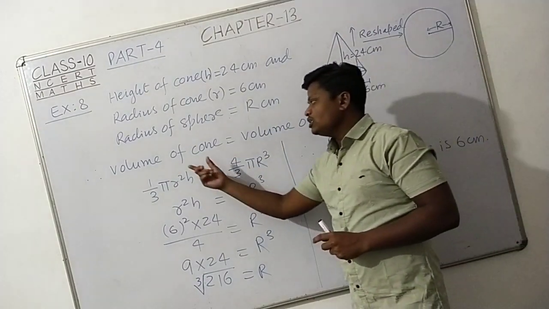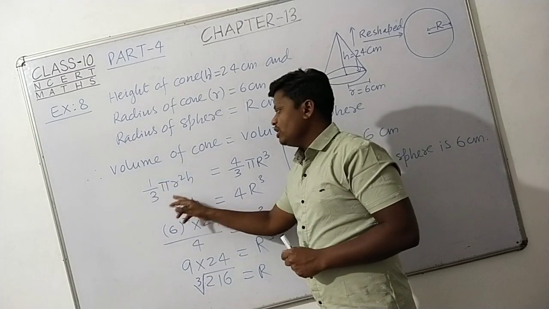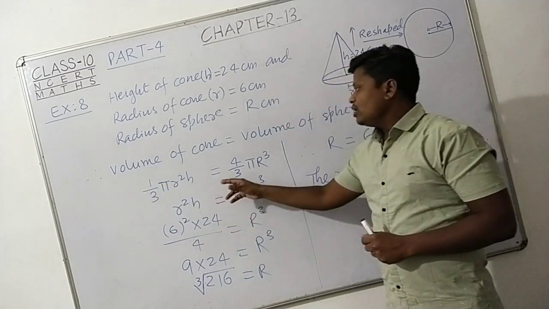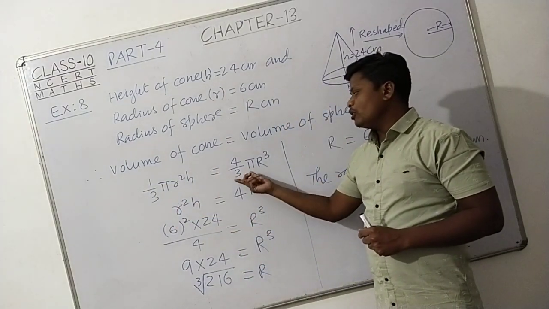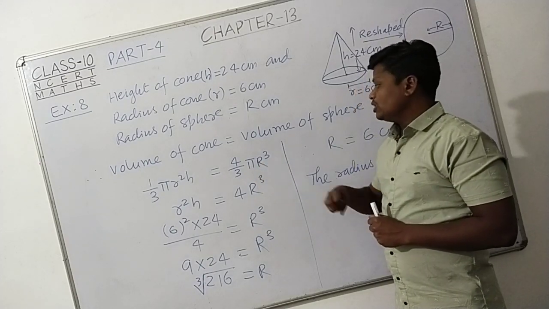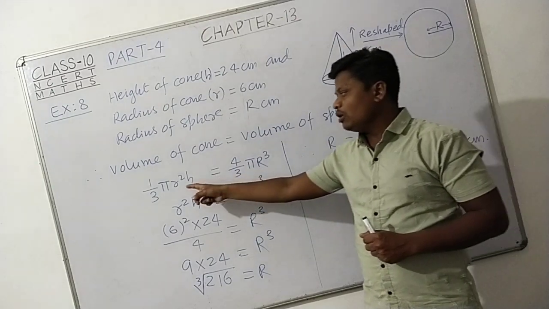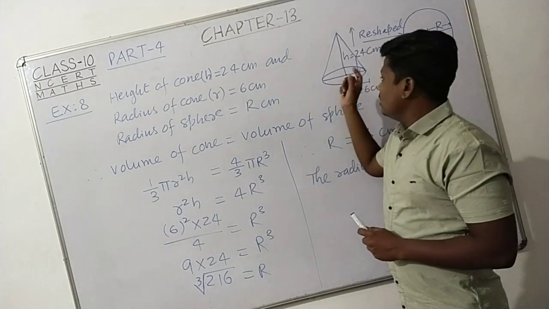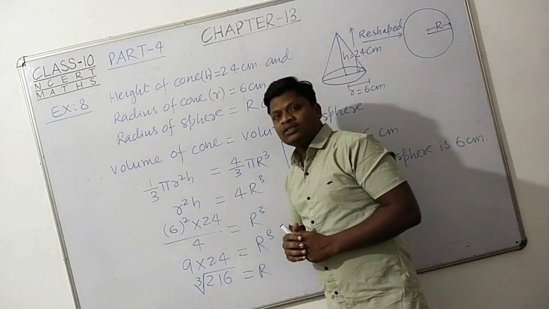And we know that the volume of the cone is 1 upon 3 pi r square h, and the volume of the sphere is 4 upon 3 pi R cube, right? So here capital R, that is the radius of the sphere, and small r, that is the radius of the cone. So how to solve this question, right?